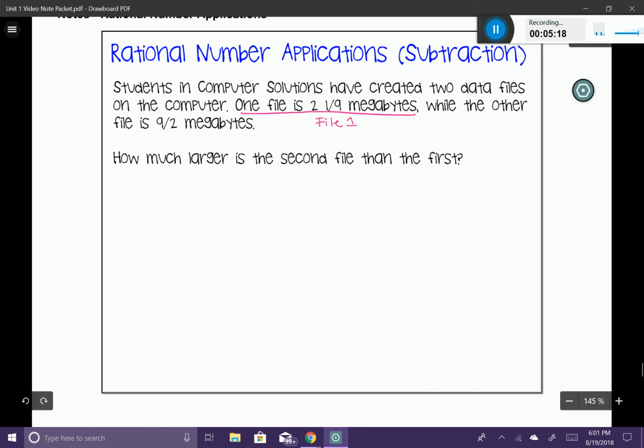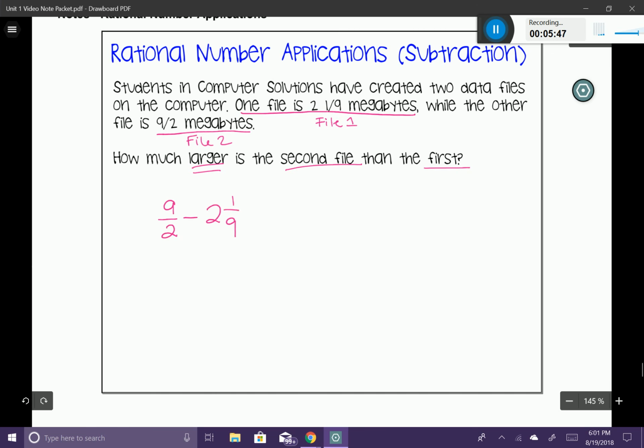And then it says, well, the other file is 9/2 megabytes. That's going to be file 2. And we want to know how much larger the second file is than the first. So let's go ahead and take these numbers and subtract the first file from the second file. So my second file is going to be 9/2. And from that, I'm going to subtract 2 1/9.